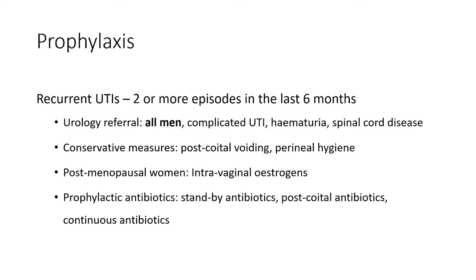Recurrent UTIs are defined as 2 or more episodes in the last 6 months, and they are common in females. Therefore, prophylactic measures are considered. A referral to urology for further imaging investigations is considered if the patient is male, if they have complicated UTI, if there is hematuria or spinal cord disease.